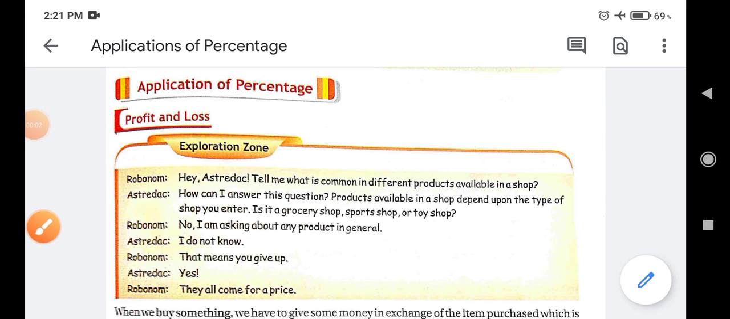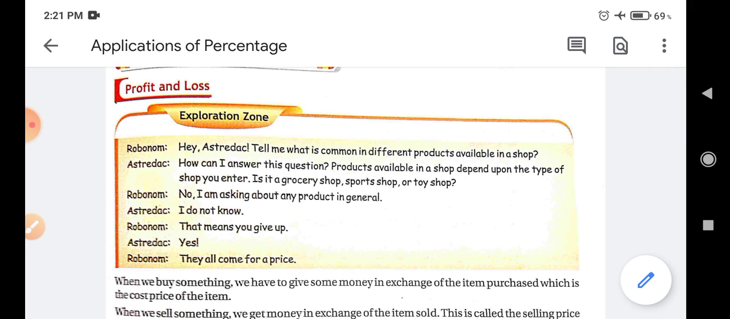Hello students, today we are starting the next topic, that is applications of percentage. Application means uses. That means where do we use percentage in our daily life? We use percentage in talking about profit and loss. If we do any transaction in our daily life, then what is the profit or what is the loss? Then we use percentage, that is, what is the profit percent or what is the loss percent. So we use percentage in our daily life.